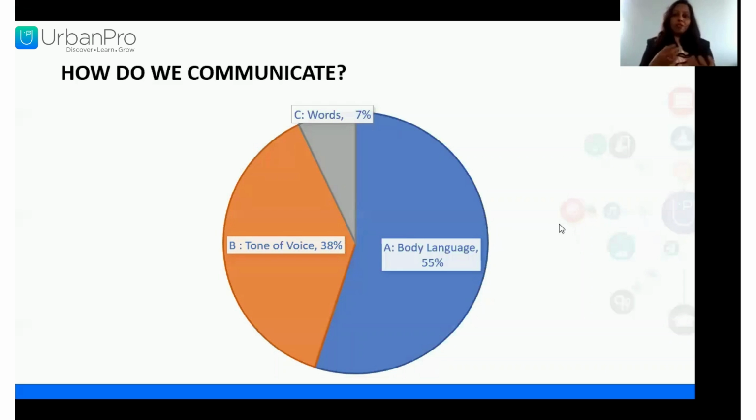Maybe your presentation is wow. When people look at your presentation, they will say, wow, what a presentation you have created. But when you present in front of them, maybe it's not that impressive because you have not used proper tone of voice, you have not used proper body language. So let's learn something about body language and tone of voice.